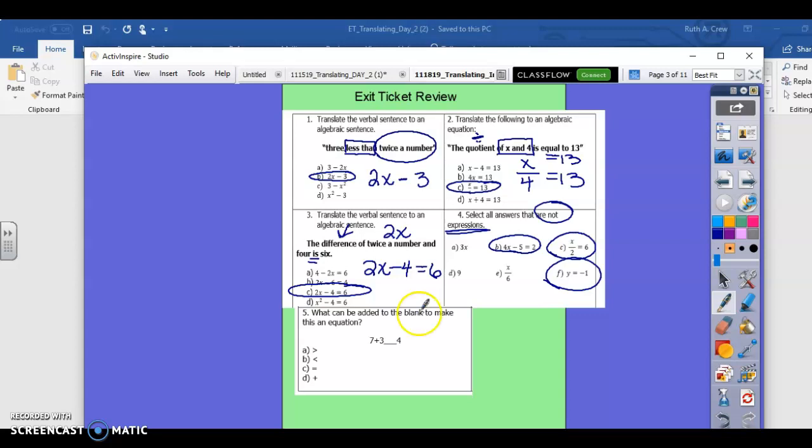And number 5, what can be added to the blank to make this an equation? So an equation has to have an equal sign.